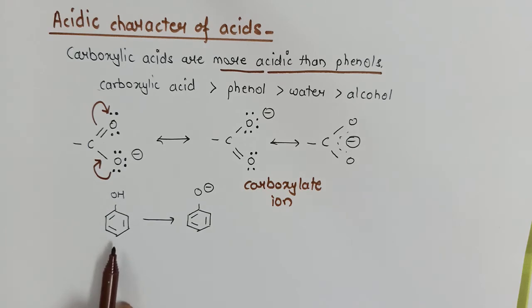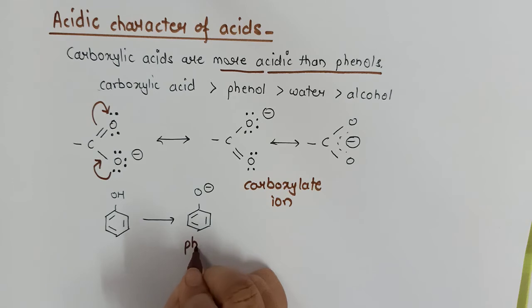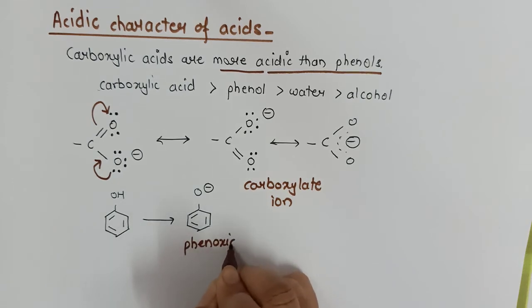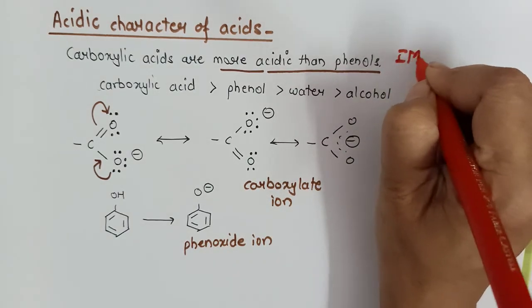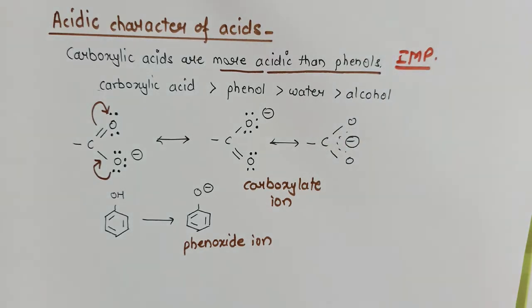But in case of phenol, what happens? Phenol can also show resonating structures and forms the phenoxide ion. But in the phenoxide ion, the negative charge is localized over only one electronegative oxygen atom, and therefore phenol will be less acidic than carboxylic acid. Now this is your important give-reason question, why carboxylic acids are much more acidic than phenol, water or alcohol.